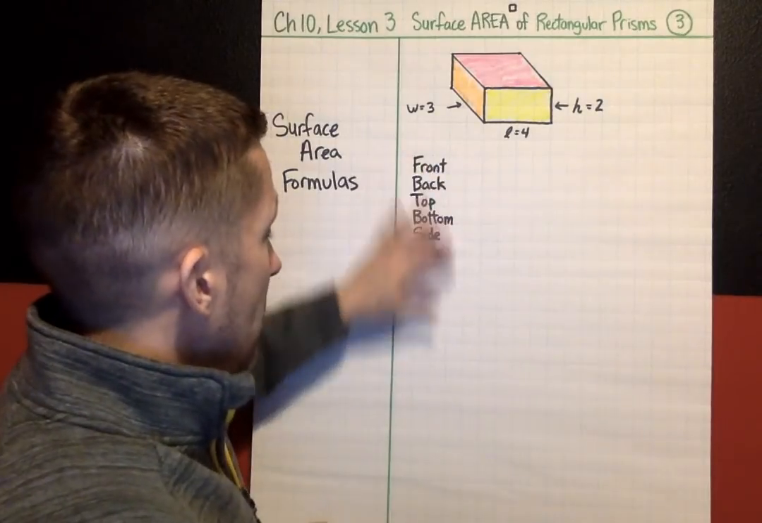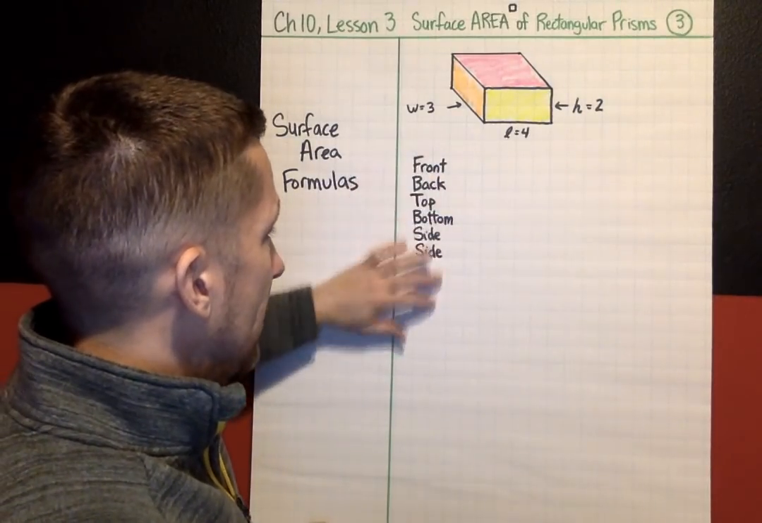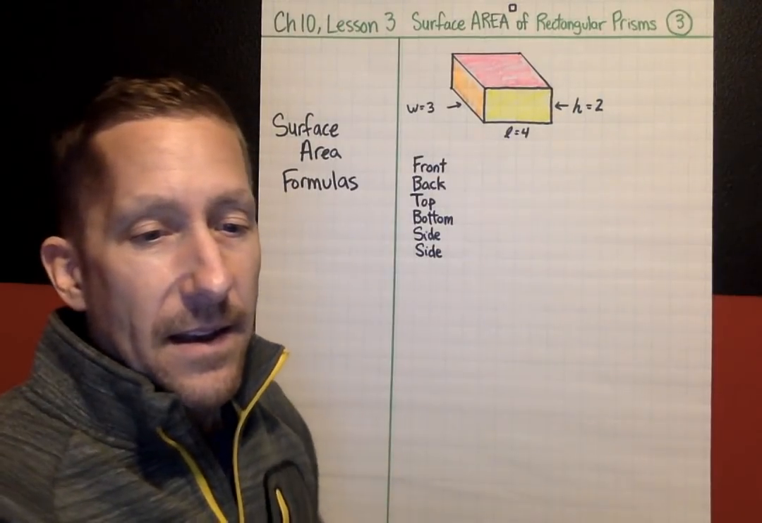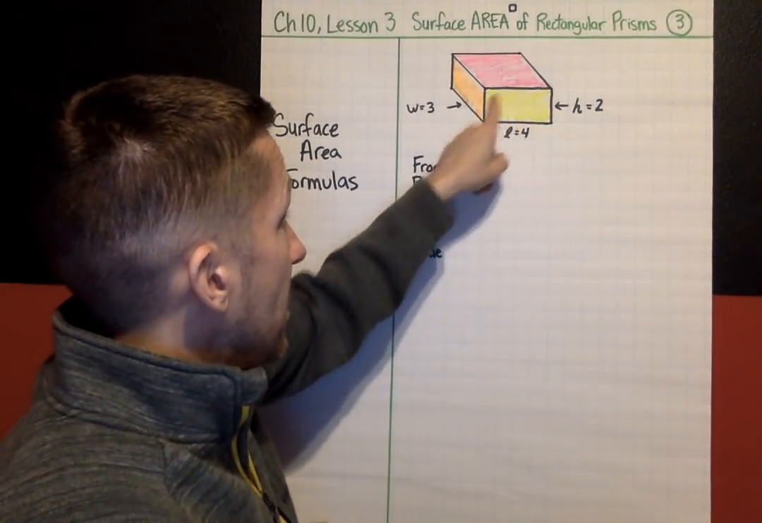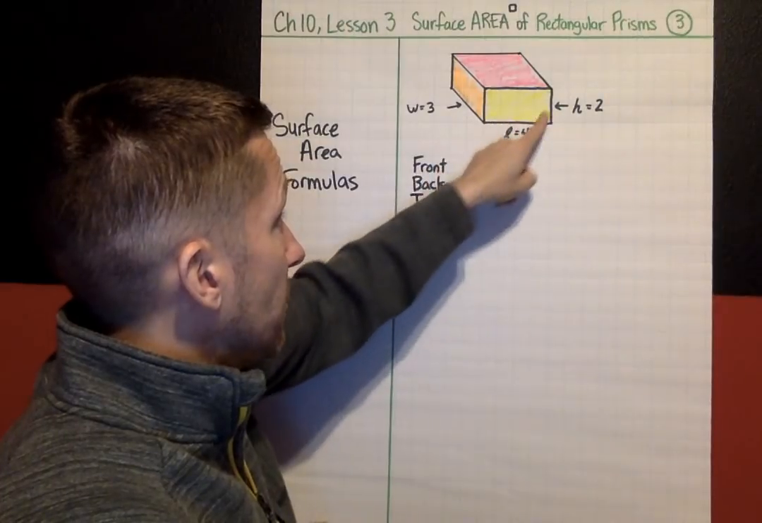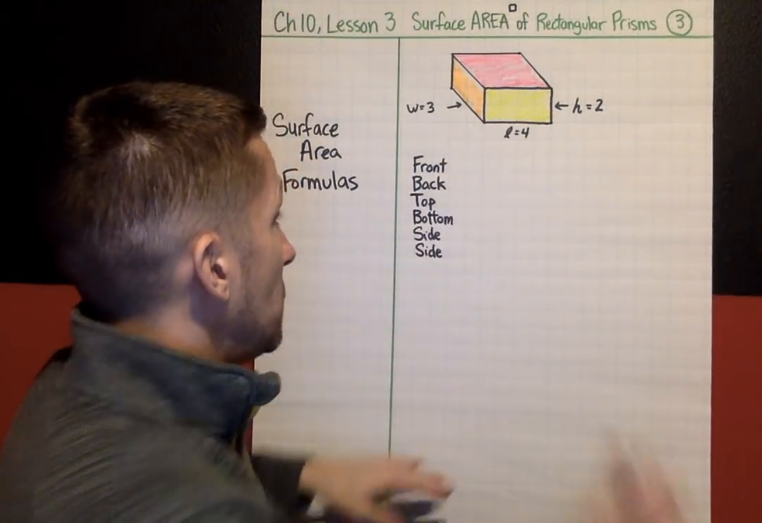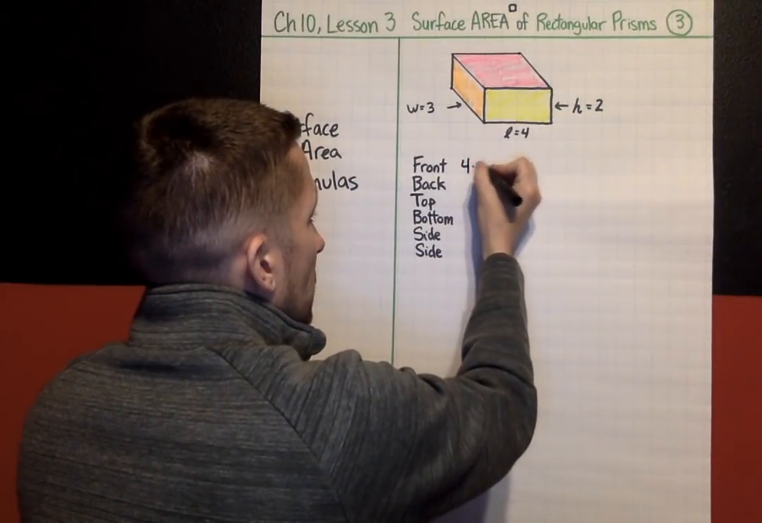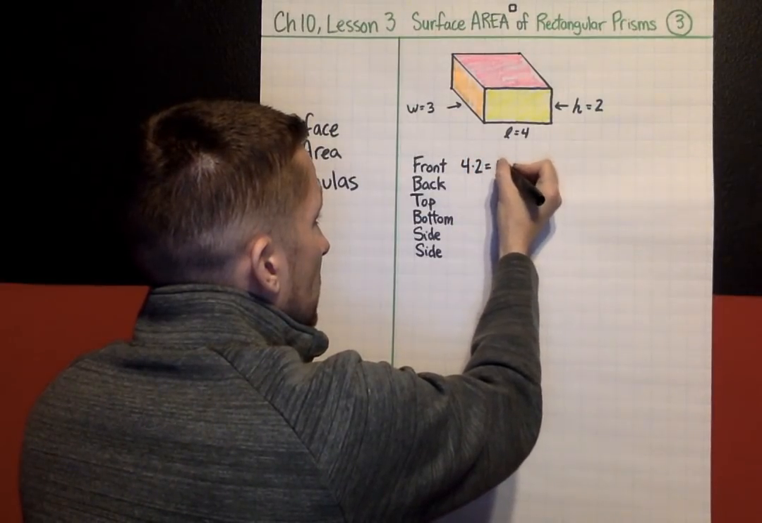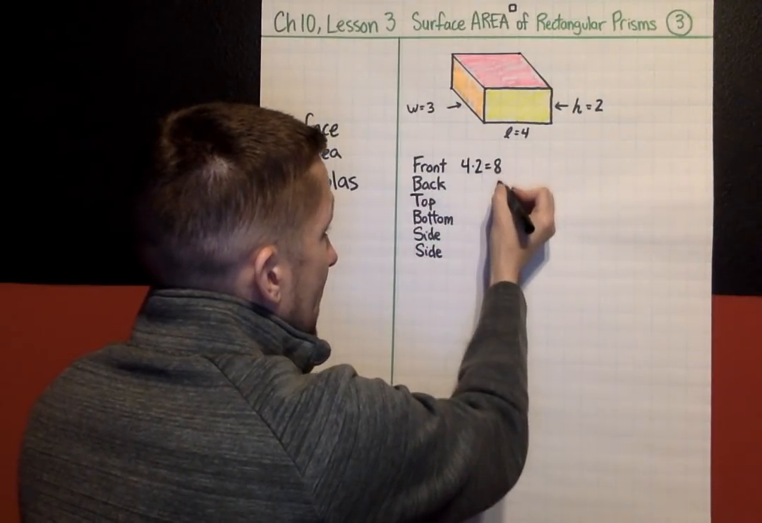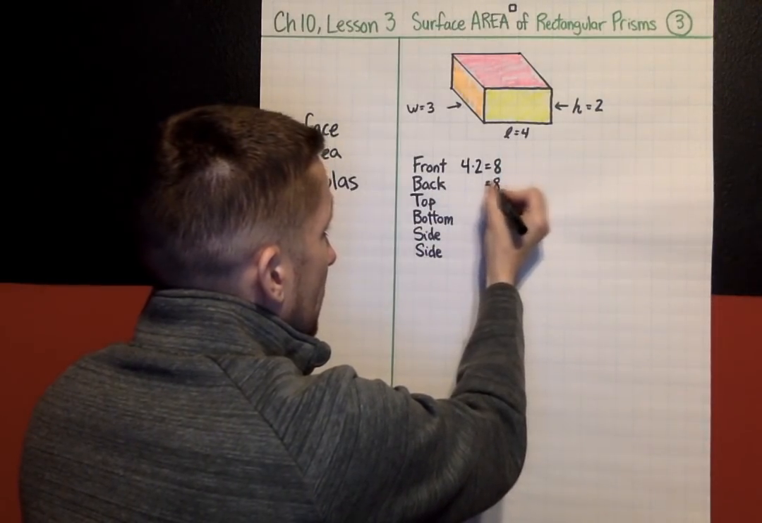So this is one, most 6th graders like this formula better. They just like listing out the sides, I find. So look at the front, and I want to find the area of the front rectangle. Well, this is a 4 and this is a 2. So the area of the front is 4 times 2, which is 8. I don't have to do any work on the back. I know that it's identical, so I can just write 8.